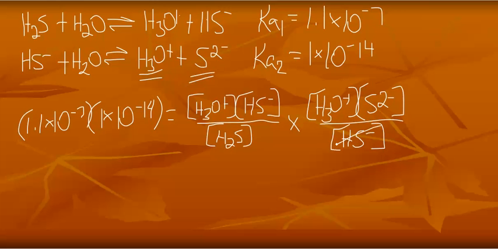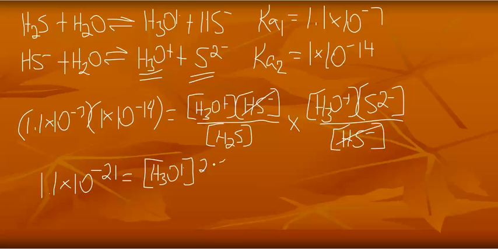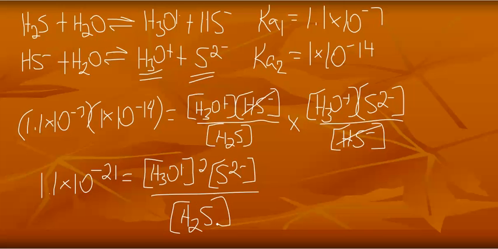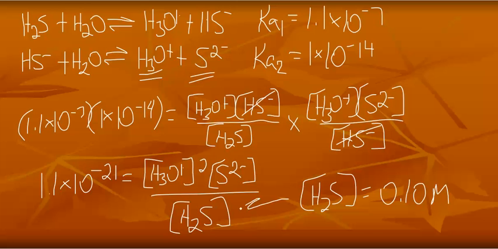And we can simplify this because the HS minus terms cancel out, and when we multiply the numbers we get 1.1 times 10 to the negative 21st is equal to H3O squared times sulfide over concentration of H2S. The concentration of H2S is constant in a saturated solution, and it is 0.1 molar. So this number down here is constant. We have solved already for the concentrations of sulfide. Now we just have to plug in those limits.